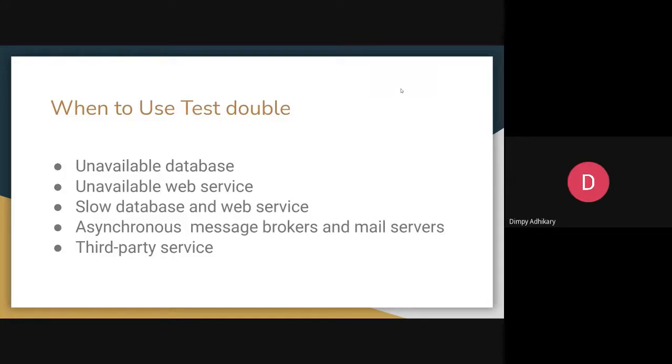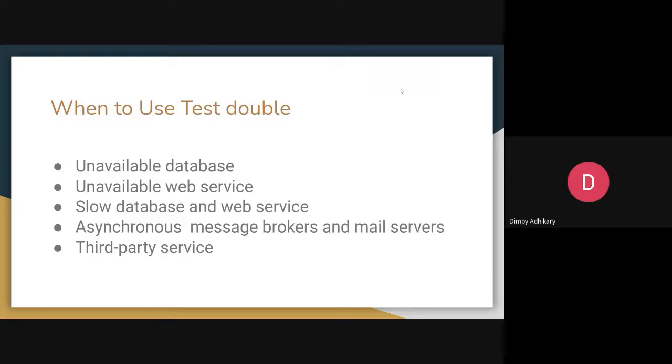Similarly for third party services, mostly in the API world, we use mocks for testing the third party services, so that we can independently test our part, whatever we have implemented, and whatever is dependent on the third parties, we can mock it, and at least make sure that from our side we are ready. Once the third parties are available, we can integrate them, and then we can test the entire piece from an end-to-end point of view.